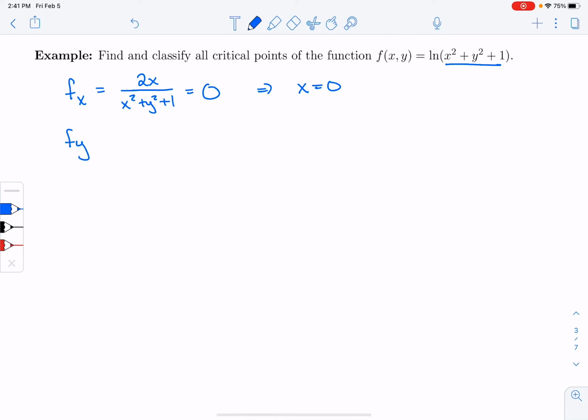I'm going to look at the y derivative. Okay, again, it's 1 over x squared plus y squared plus 1. The derivative of the inside of the log is going to be 2y. I'm going to set that equal to 0. Again, the denominator, I don't have to worry about it. It's never going to be 0. Okay, but the numerator can be 0 when y is equal to 0. So I get my first critical point. 0, 0 is, actually, it's the only critical point.